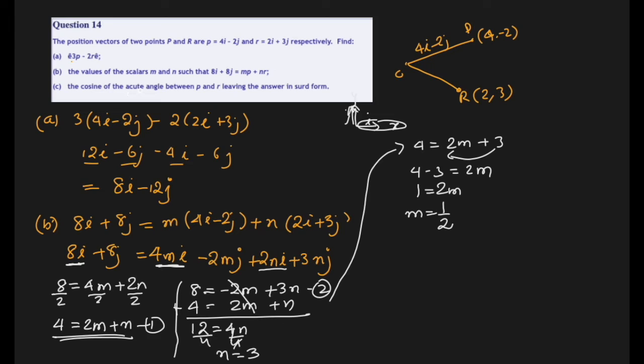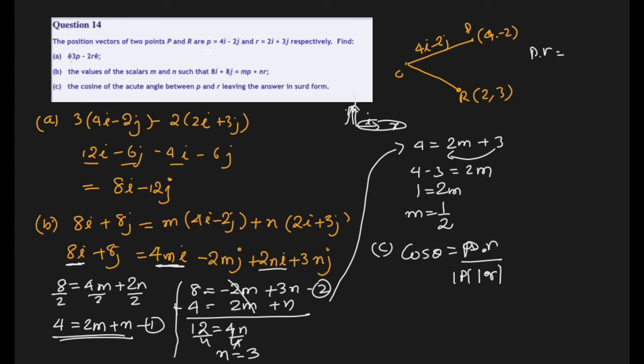Okay, the cosine of the acute angle between P and R, leaving the answer in surd form. So the cosine of the acute angle. Cos theta, not theta. They don't want the angle. They want the cosine of the angle. So cos theta is P, in this case P and R, right? So P dot R divided by the magnitude of P and the magnitude of R. This is what the dot product says, right? So let's find the dot product first. P dot R.